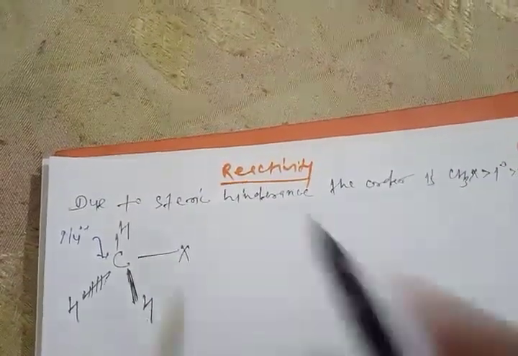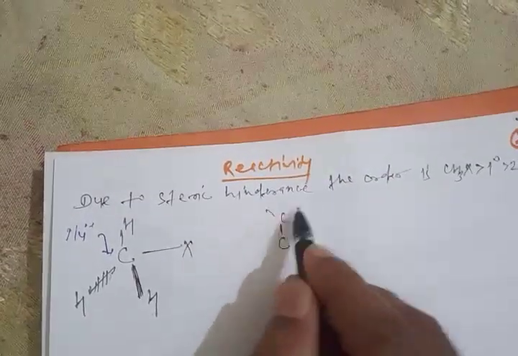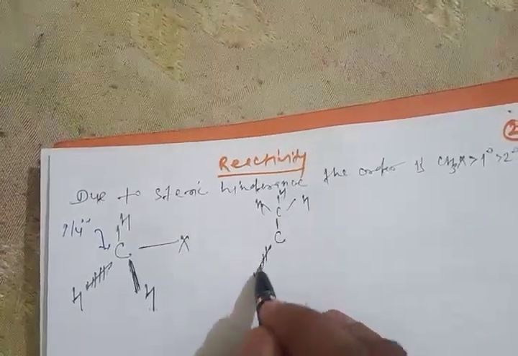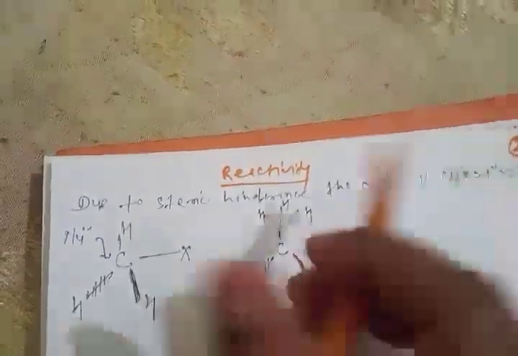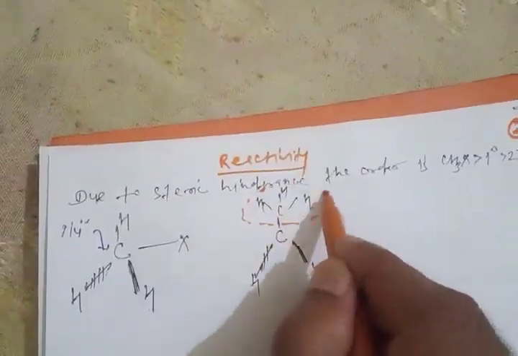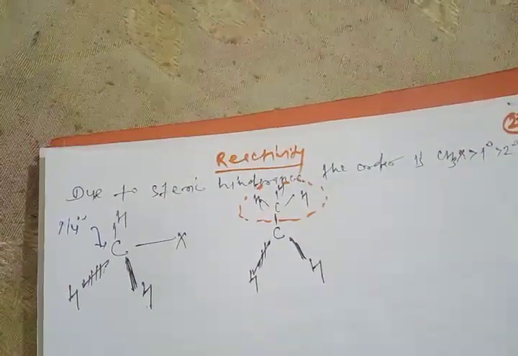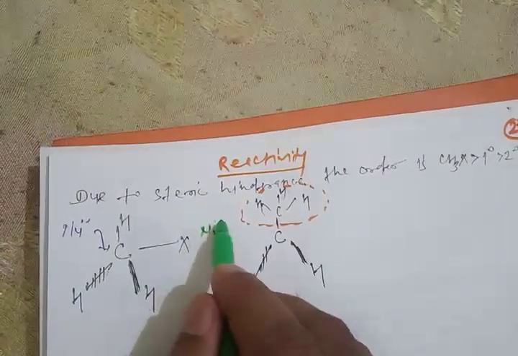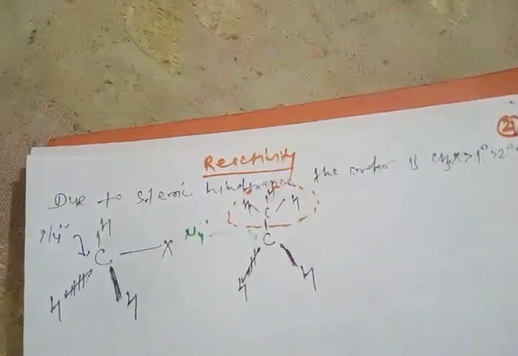Okay, now moving to the second one. In the second case we have a carbon, then we have another carbon with three hydrogens, and then we have a hydrogen here, and a hydrogen here. So this is now a problem, because here some hindrance is created. Not a bigger one, but at least some hindrance. Okay, so this will hinder.